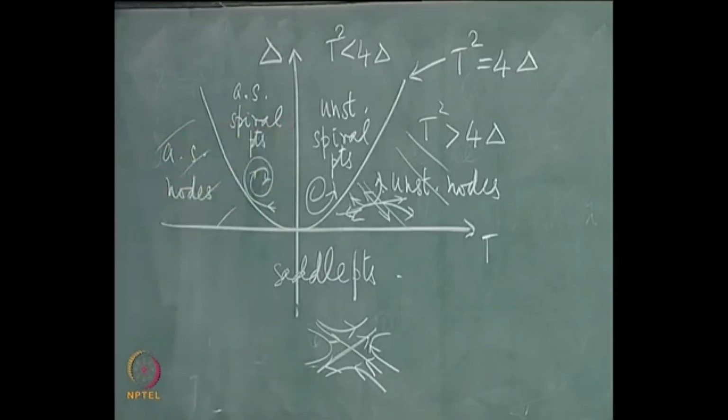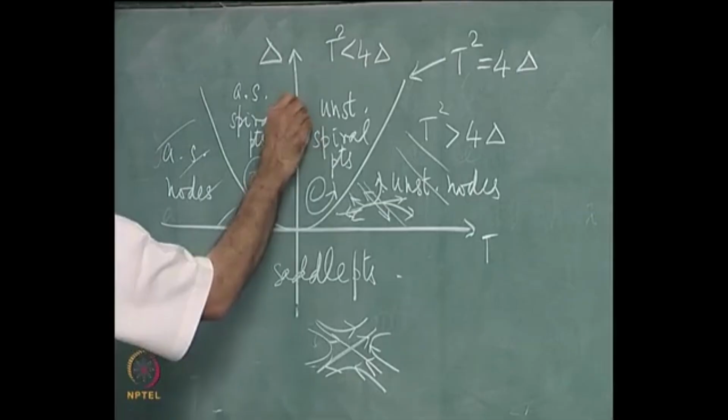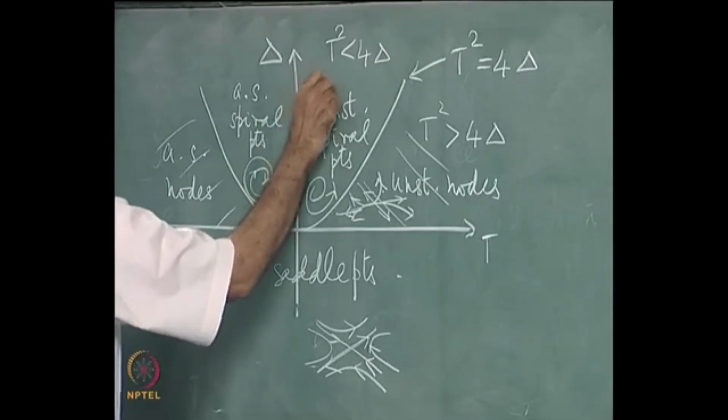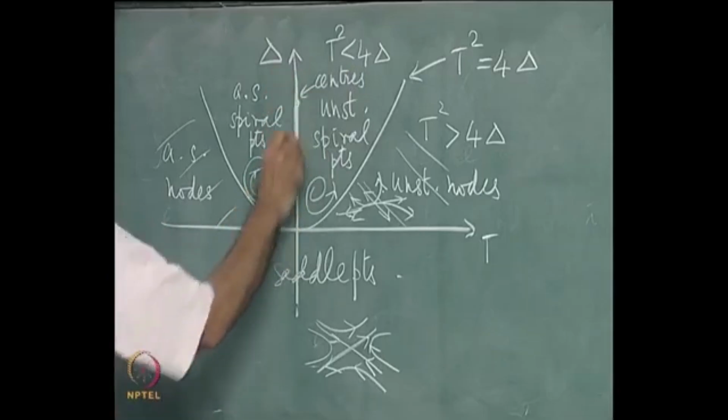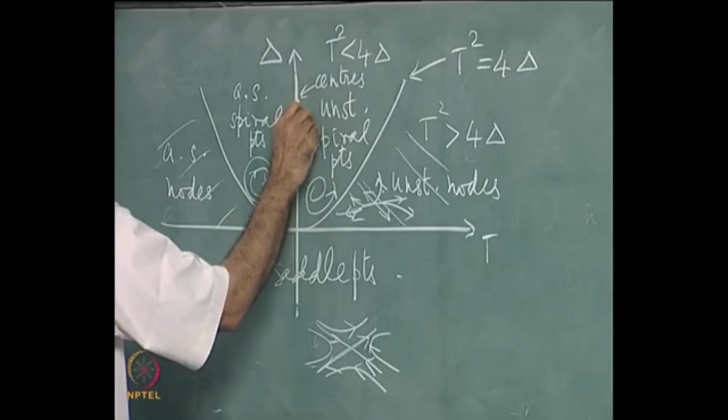What do you have on the vertical axis? T is 0. You have centers. So in this case right here you have centers. All along this line you have centers. So essentially you have this sort of behavior.